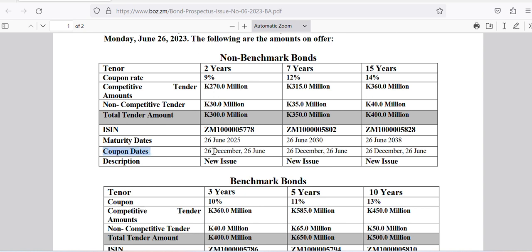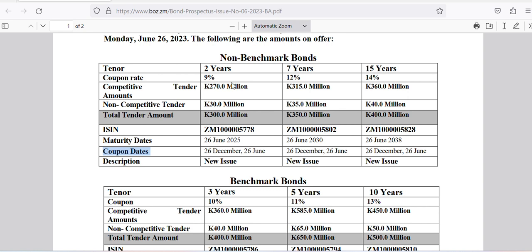So there are two types of payments that you get from a bond. The first one is the money that you get at the end of the tenure for the bond. So for a 2-year bond, it's the money that you get from Bank of Zambia after 2 years. If we went for a 7-year bond, it's the money that you get from them after 7 years, and so on and so forth. And then there are coupons that are given to you.